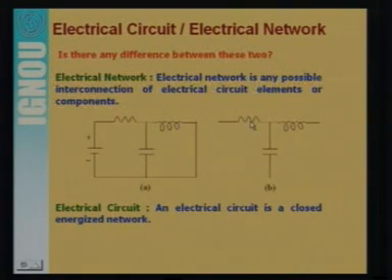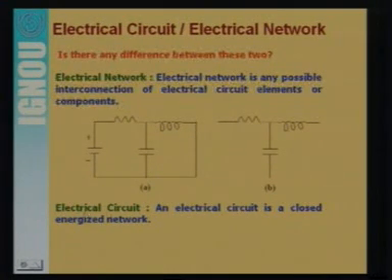Here resistance, inductance and capacitor are connected in this manner, in this T manner. Here we call it a network. This is also a possible interconnection between the circuit elements. So we can call it a network.